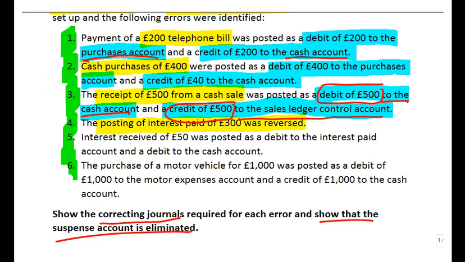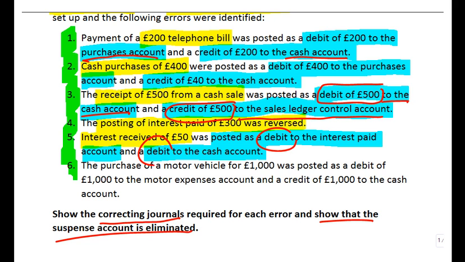Well, fifth error, so we've got interest received of £50, so maybe we've got a bit of money in our bank account, we've received some interest, was posted as a debit to the interest paid account and a debit to the cash account. Now the first thing to see here is they've posted a debit on both sides, no corresponding credit, so this double entry they've posted clearly is not going to balance. I reckon therefore this error will have affected the suspense account. This error would be disclosed by the trial balance. If you post two debits with no credit, then ultimately the trial balance isn't going to balance.